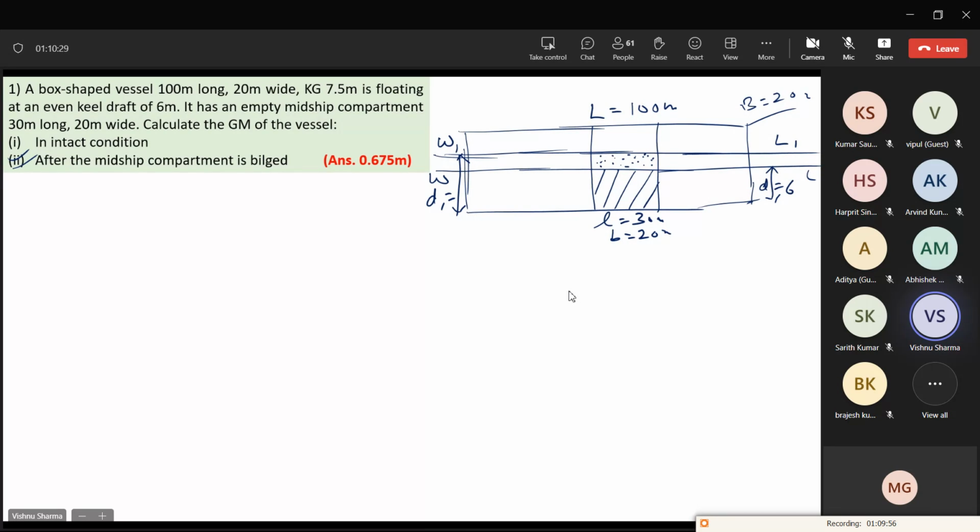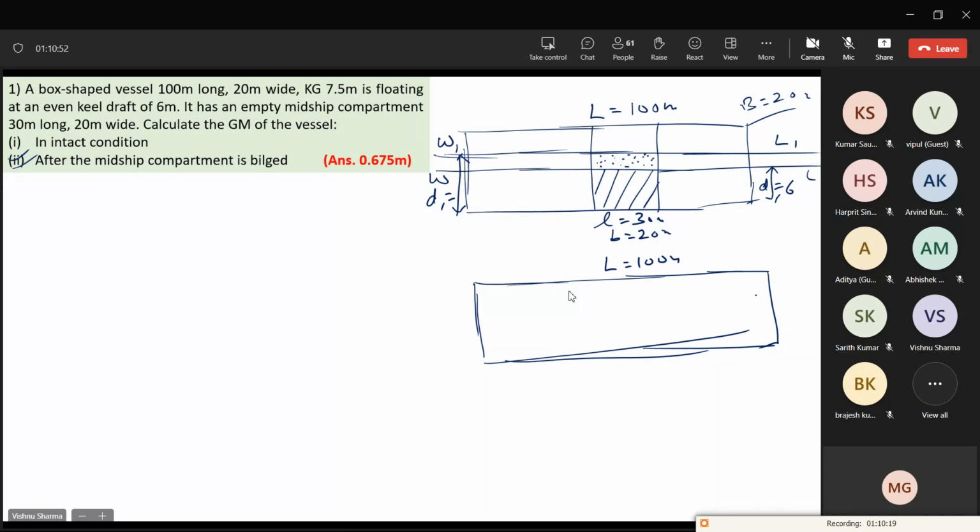Now right below this, I will draw the water plane at W1, L1. Water plane at what? Final water line. At the final water line, the water plane will be a rectangle of length 100 meters, breadth 20 meters. I'll see the bulkheads in the plan view like this. And in this part, I will find the seawater being here. Length 30 meters, breadth 20 meters. And this water plane will be lost.